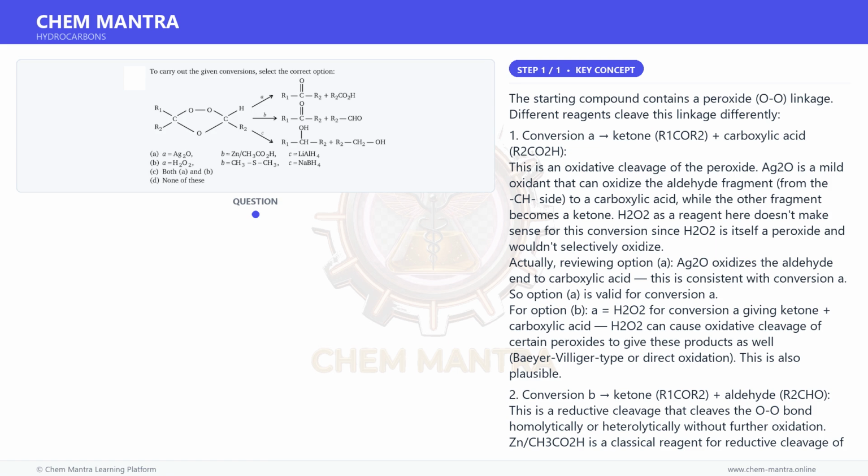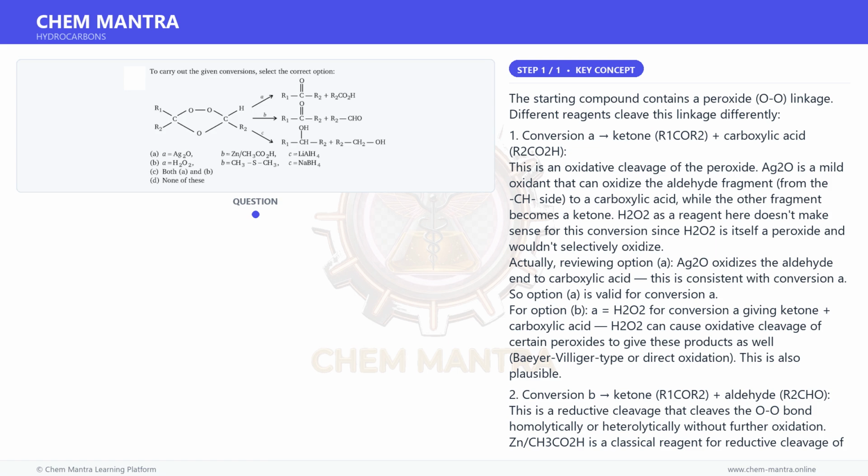The answer given is C, both A and B, meaning both sets of reagents correctly accomplish the conversions. Both Ag2O and H2O2 can give oxidative cleavage to ketone plus acid. Both Zn/CH3CO2H and Me2S give reductive cleavage to ketone plus aldehyde. Both LiAlH4 and NaBH4, in context, give alcohols.